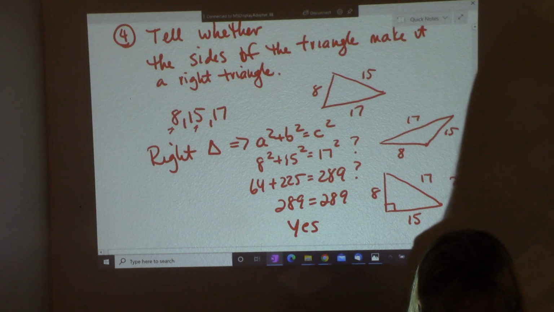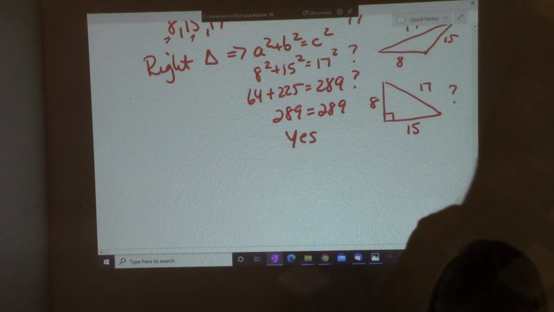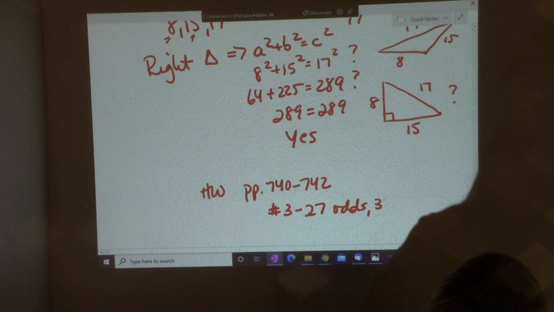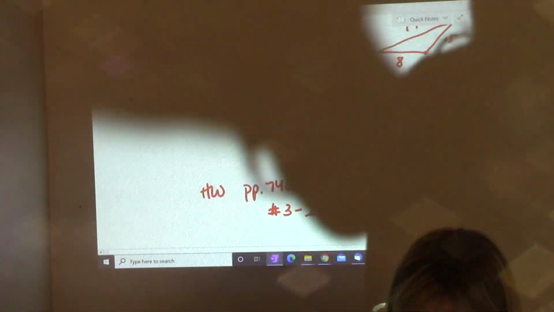Okay. I'll just tell you what the homework is, and you can write it down. The homework is page 740 through 742, numbers 3 through 27 odds, 33 and 35.